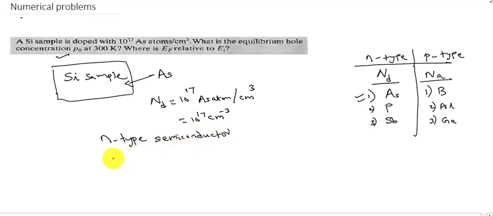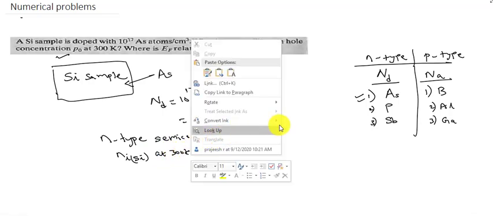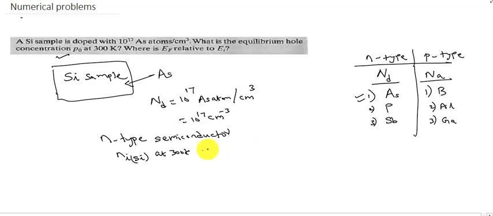Next we have to check the value of the intrinsic carrier concentration. We know that the silicon intrinsic carrier concentration at 300 Kelvin is equal to 1.5 into 10 raised to 10 centimeter raised to minus 3. This you have to study, because it will not be given in the question paper. So we have to remember the value of the silicon intrinsic carrier concentration at 300 Kelvin, that is 1.5 into 10 raised to 10 centimeter raised to minus 3.